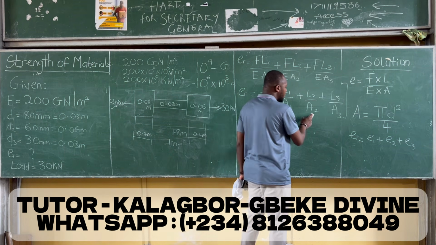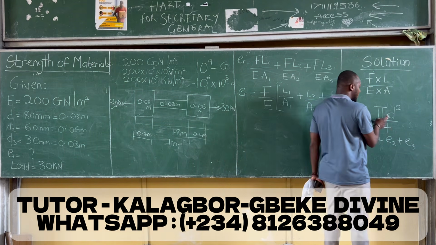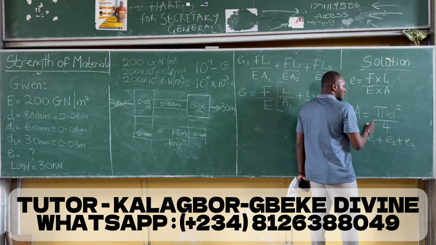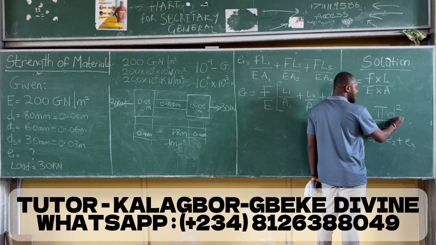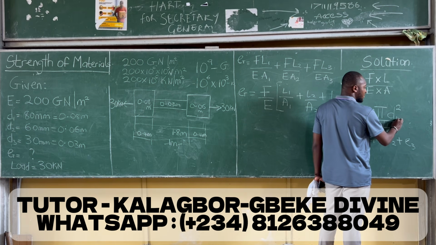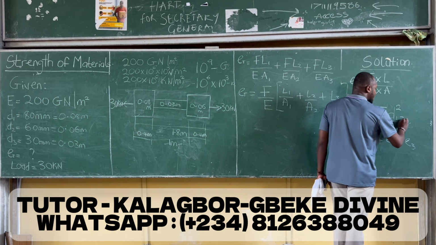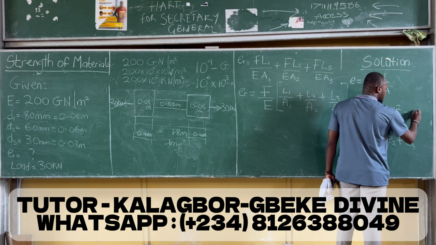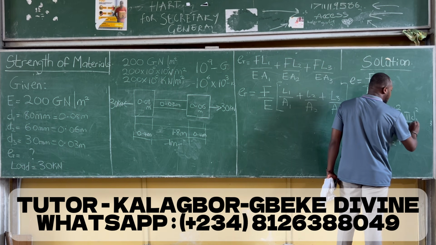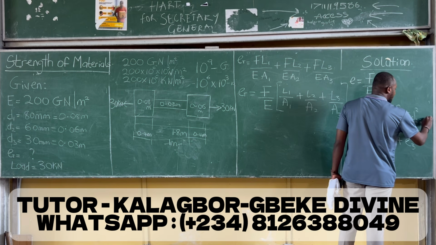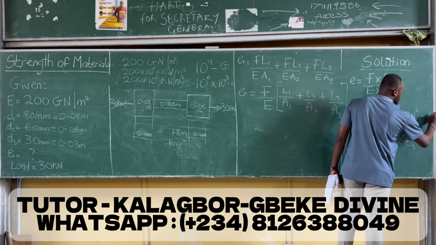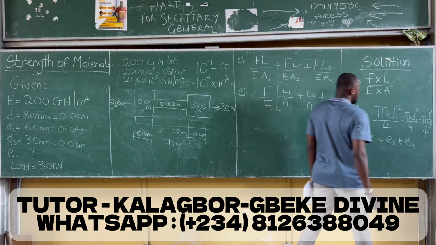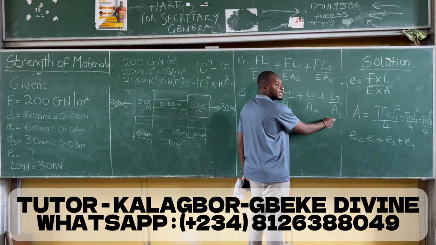Now we don't know A1, A2, A3. Now for this, the formula is pi d square over 4. But now this is changing. So we'll have pi D1 square over 4. We'll have another one again, pi D2 square over 4. We also have another one again, pi D3 square over 4, to get A1, A2, and A3, right?